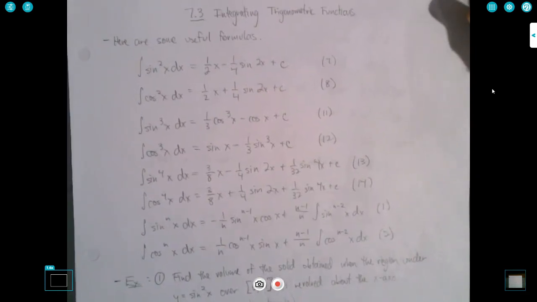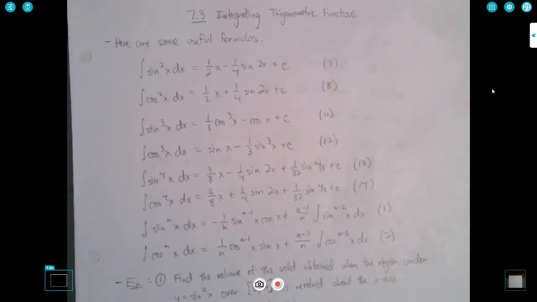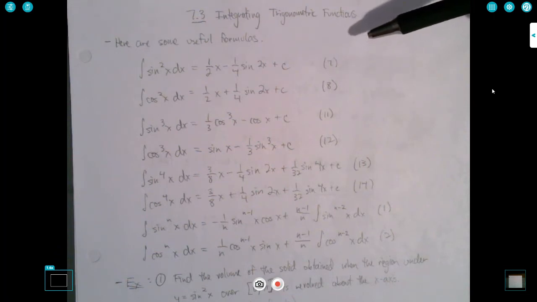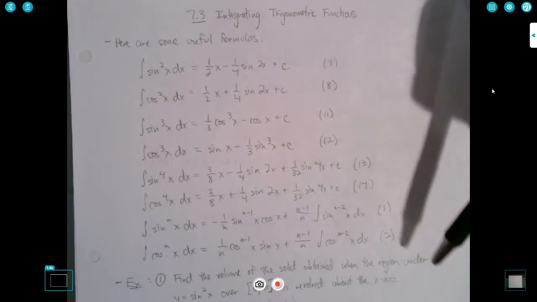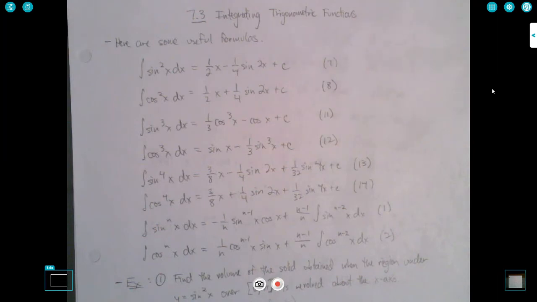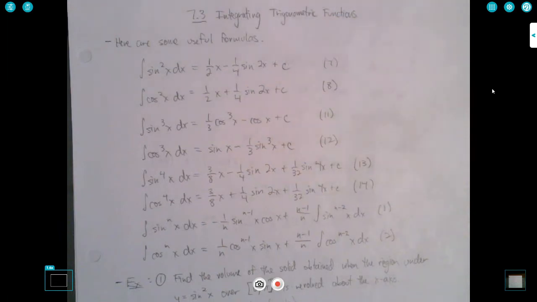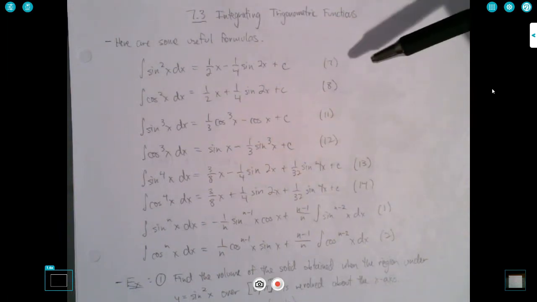I'm a little bit reluctant to give you these formulas because when I was taking calculus, we didn't use these. We just kind of derived them all on our own as we worked through the problems. And I'll actually show you an example of how you would do number one without using this formula. So I'll give you an example of that.